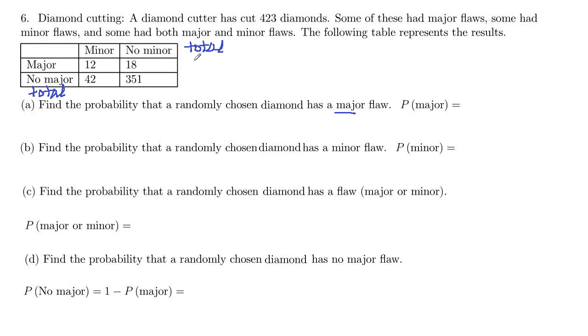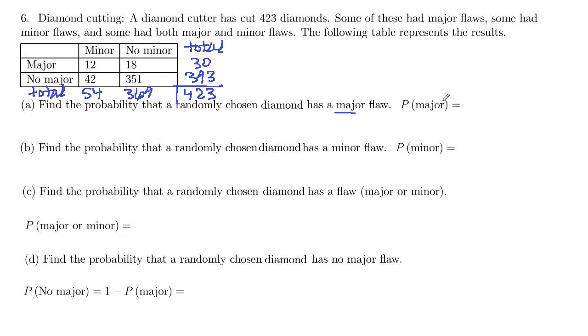So 12 and 18 is 30. 42 and 351 is 393. Add these guys vertically, so that column total is 54. And then 351 and 18 is 369. And if you add these or add these, you get your 423, which is right here.